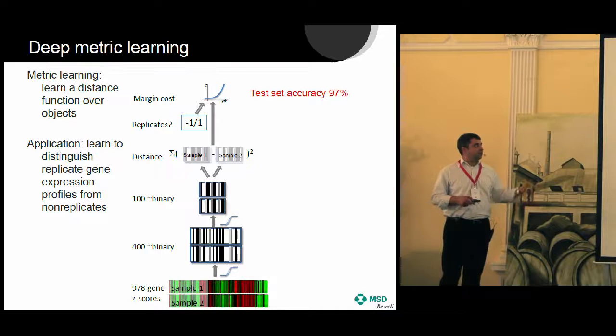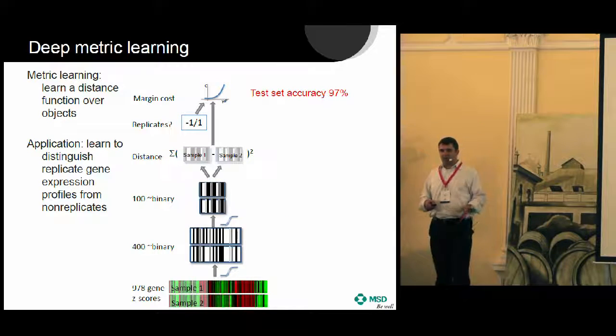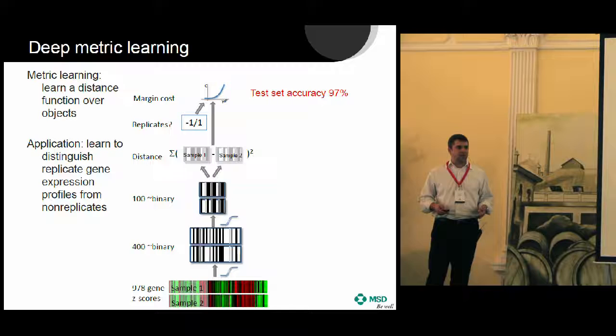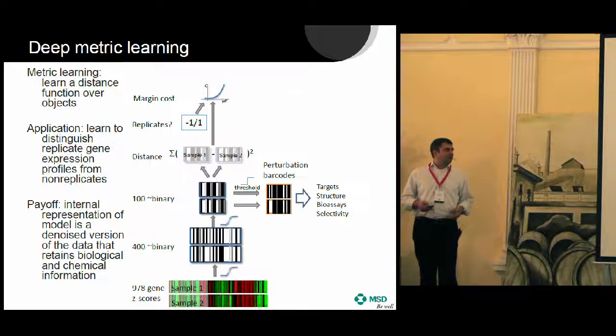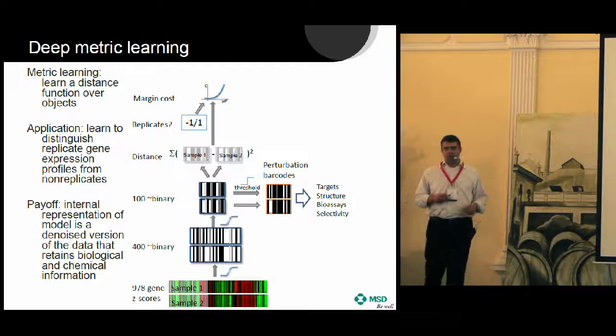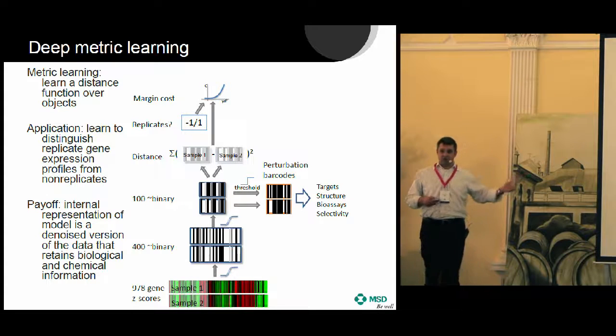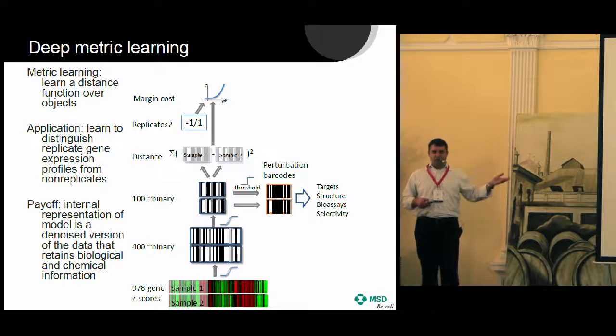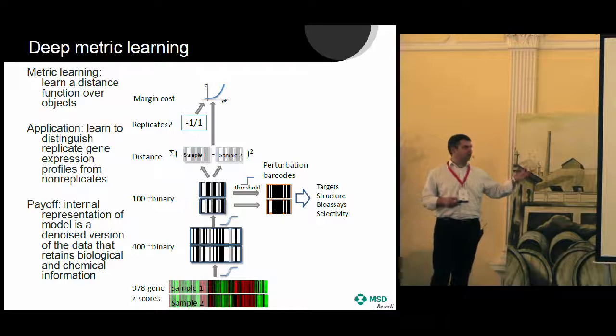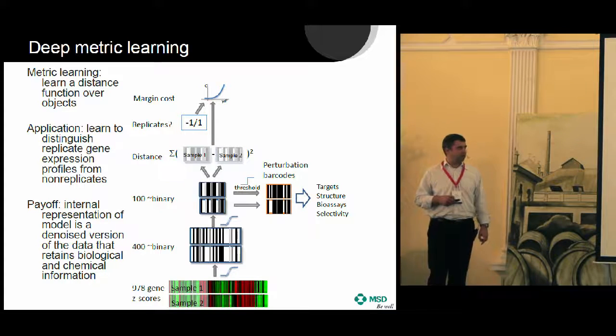So that's fine. It works pretty well. If you test it on a held-out test set, it's 97% accurate in terms of determining what's replicate and what's not. But this isn't that interesting. We did the experiment, so we know what the replicates are. But the payoff is that if you crack open this model and look at its internal representation, you can actually get, so this model learned to do a better job of differentiating replicates from not. So how does it do that? Well, if you look inside, you can actually take the activations of this hidden layer.